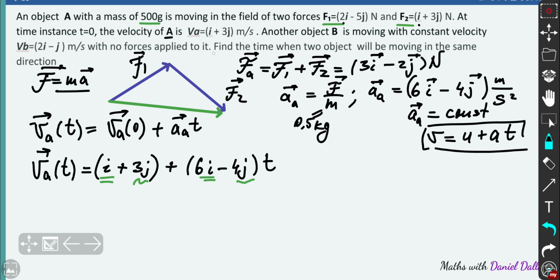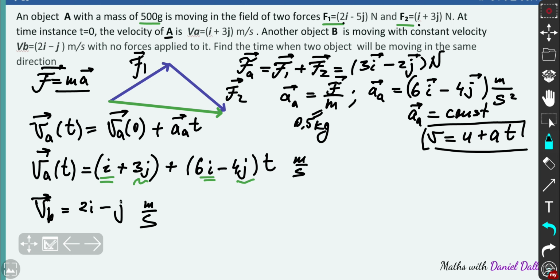We need to find something about another object. Object B is moving with a constant velocity with no forces applied. So that means we can simply say that VB from time is not changing. It doesn't depend on time because it's constant, and it's always equal to 2i minus j, in meters per second.